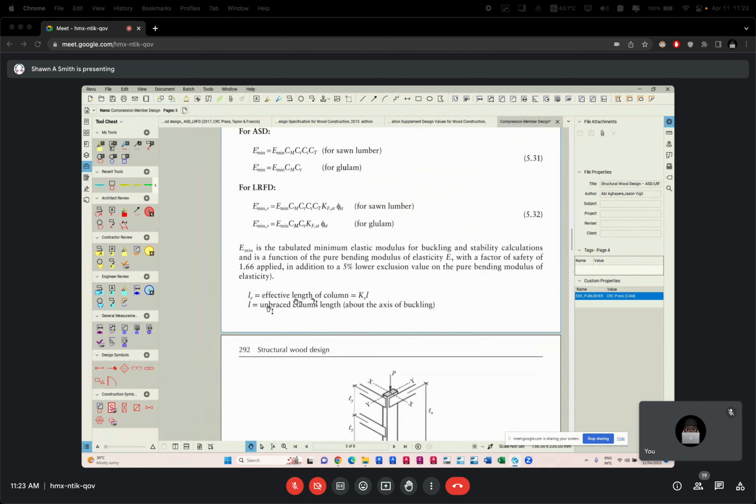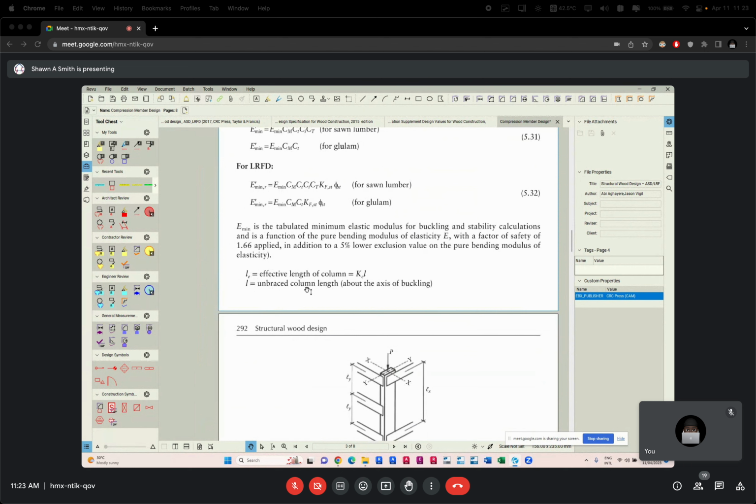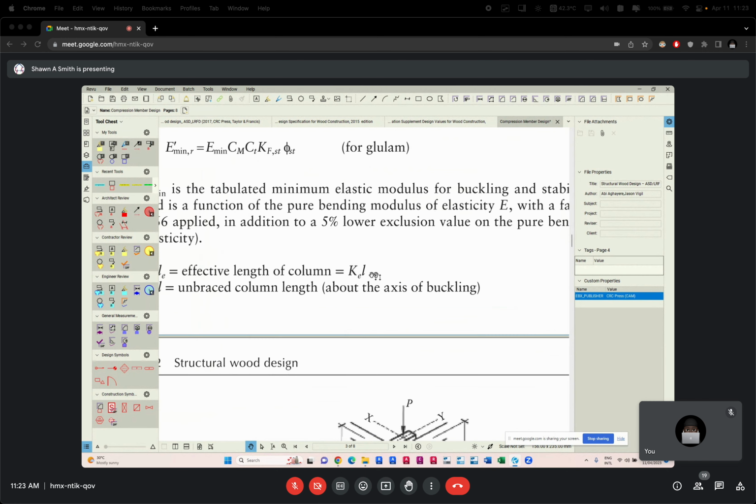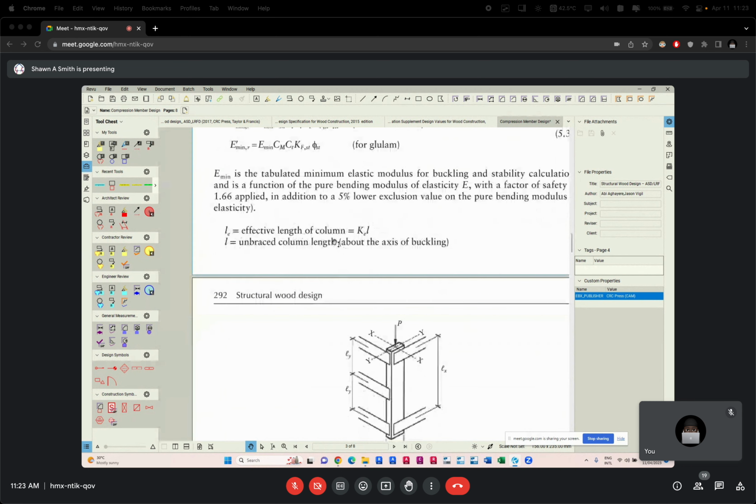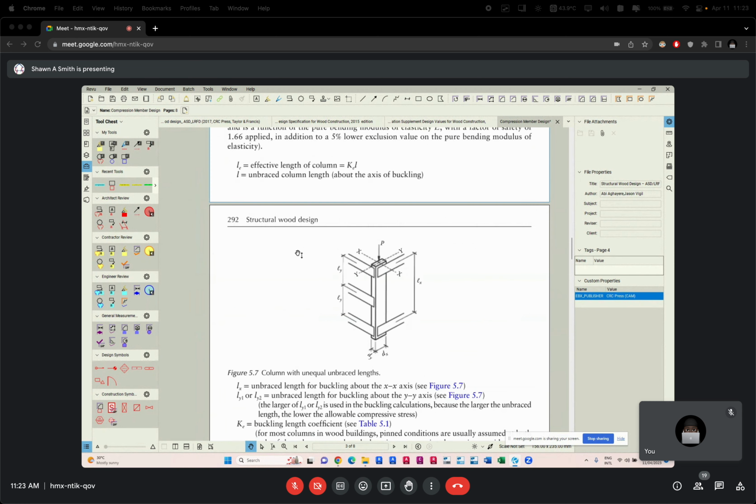LE is the effective length of the column. L is the unbraced length about the buckling axis. L is the unbraced column length. So LE equals KE times L. So we need to know what KE is because we know what L is. L is the unbraced length of the column. KE is the factor which we are now interested in.